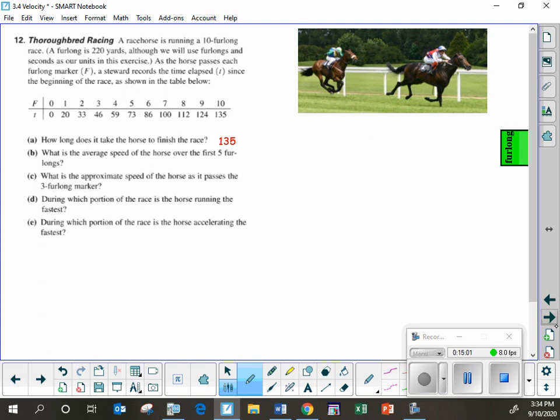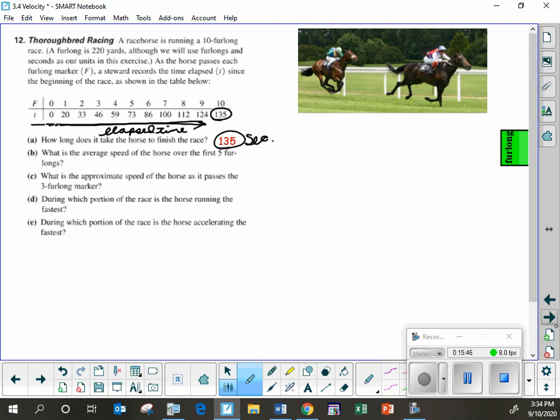A thoroughbred racehorse is running a 10 furlong race. A furlong is 220 yards, although we will use furlongs and seconds as our units in this exercise. As the horse passes each furlong, a steward records the time elapsed since the beginning of the race as shown in the table. So this is elapsed time here, and then we have furlongs, the distance traveled, on the top. How long does it take the horse to finish the race? Well, we can look at the elapsed time and see that it's 1:35. So this 1:35 looks right to me.